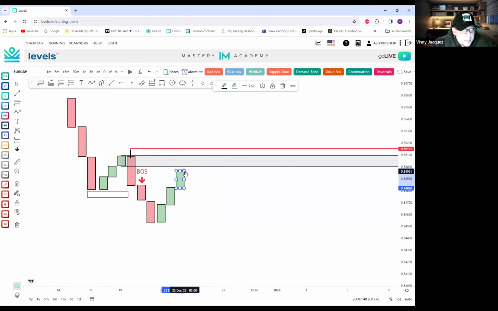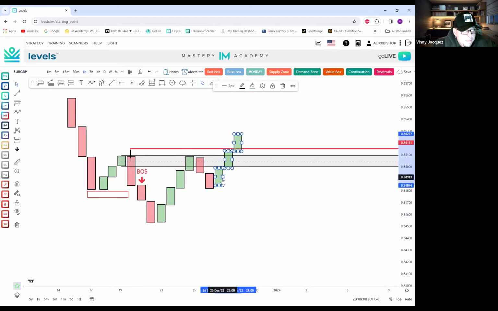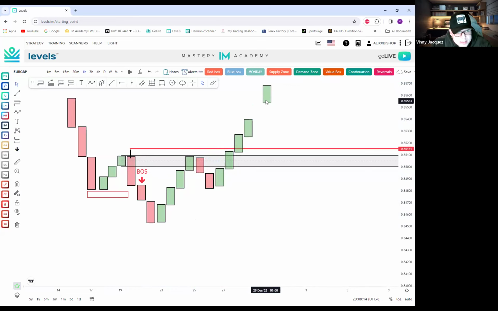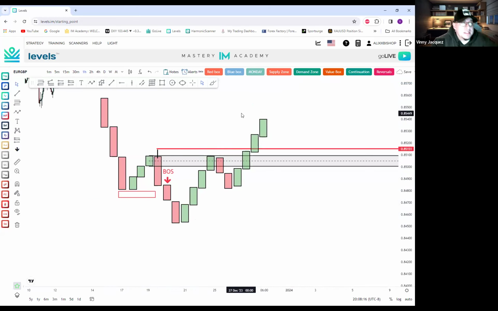Now, let's just say it hits our zone and it does give us a little profit, right? Let's say it does give us a little profit. Boom. Okay, cool. Now, again, this is a violation now. So market's going to go ahead and take this violation. It's going to hit stop loss, right?